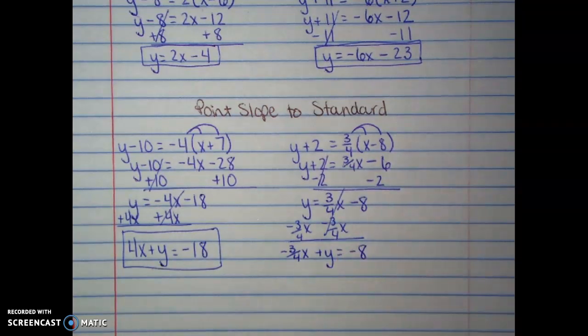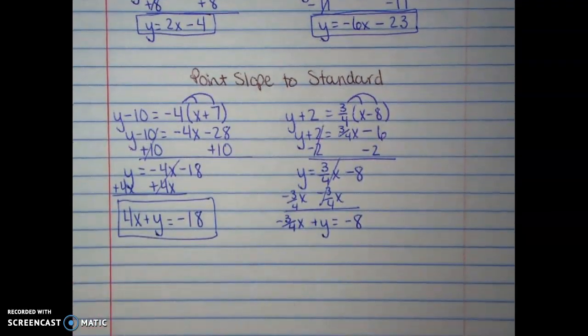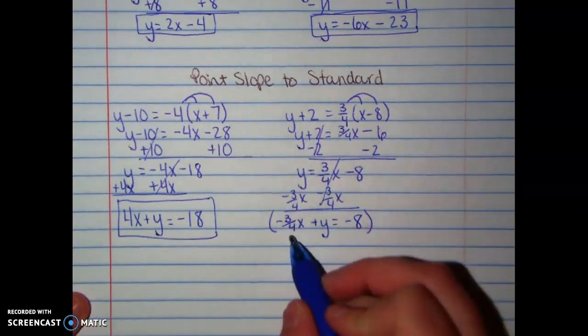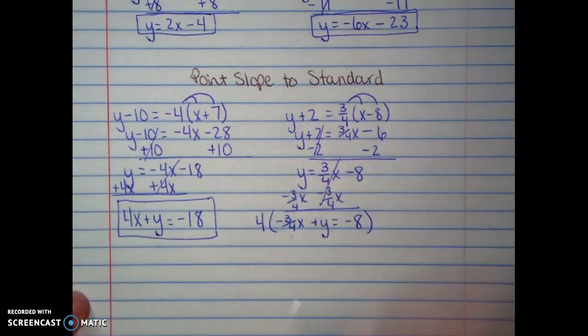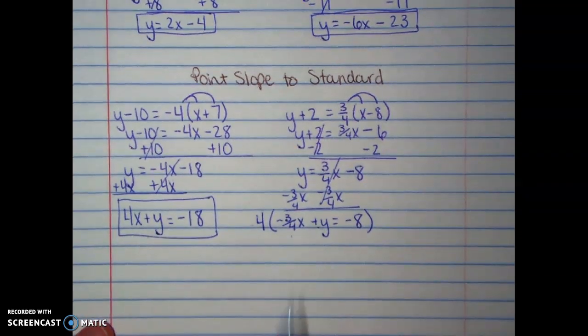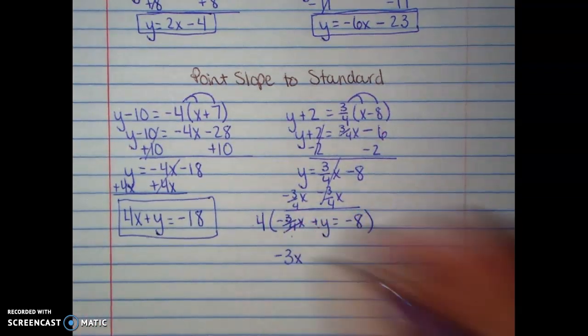And hopefully you remember the rule when we went over this the first time. You can't have a fraction leading the way. So we're going to multiply the whole equation by the denominator because it'll cancel each other out. So the denominator in this case is a 4, so I'm going to multiply the whole equation by 4. When I do that and I distribute the 4 to all the terms, it cancels out that 4. So that just leaves me with -3x.